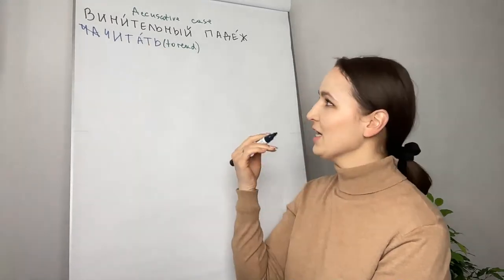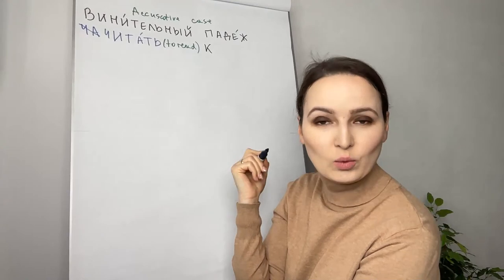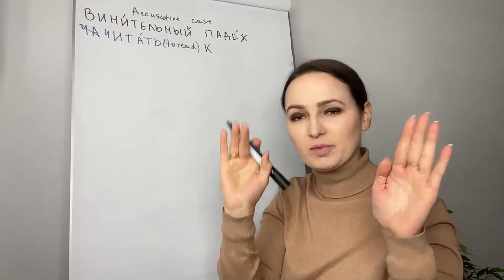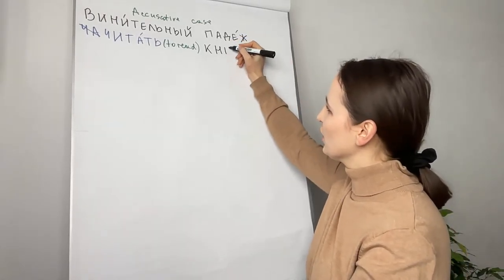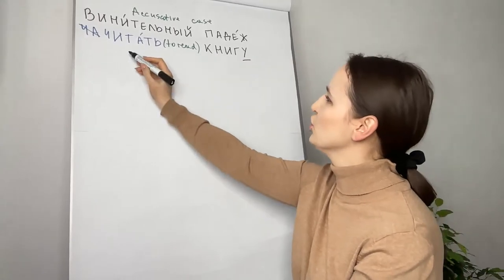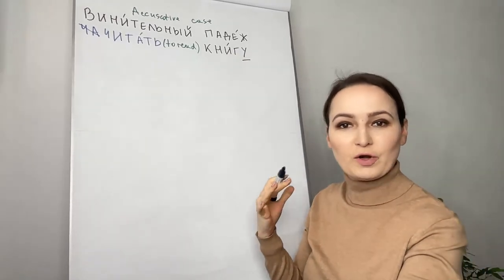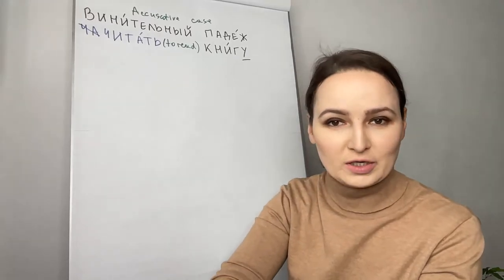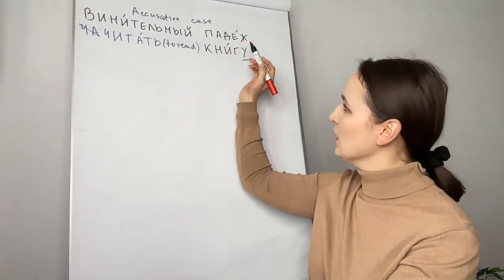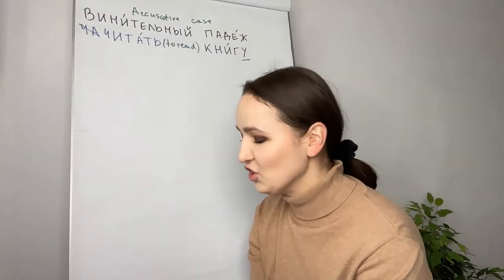The first noun is читать книгу. The nominative is книга with A ending, but in accusative, when you have A, that means that it's feminine, you have to replace it with U. Книгу. This is the accusative ending. Читать книгу. To read a book. Don't forget to practice with me out loud and try to copy my pronunciation. With the verb читать, always the noun, the following noun will be in accusative case. Читать книгу.